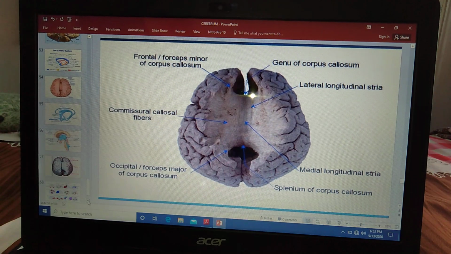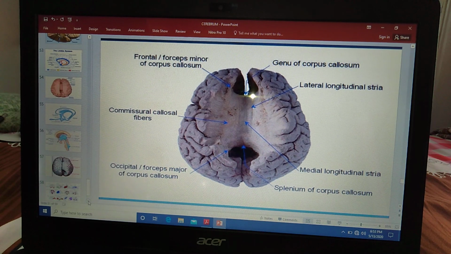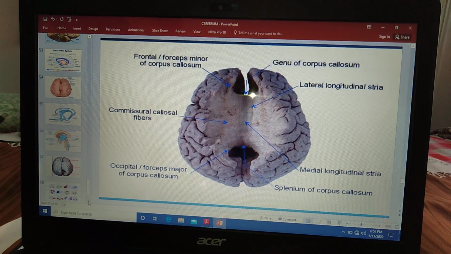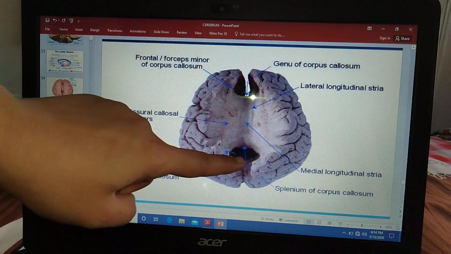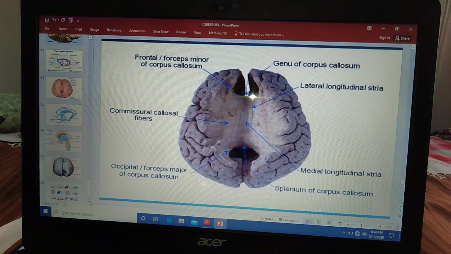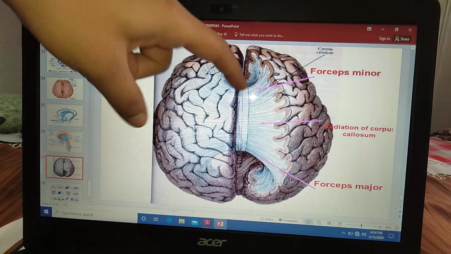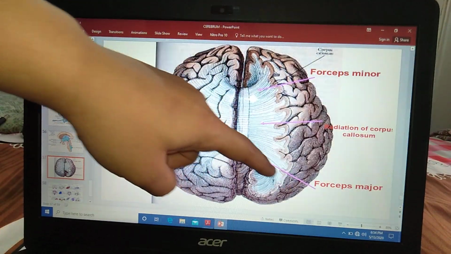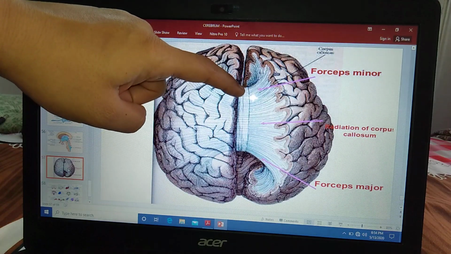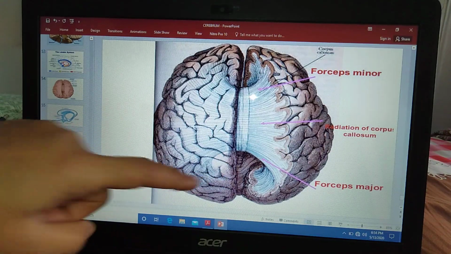Next is the forceps minor. This you can see, forceps minor. It is made up of the fibers of the genu that connects the two frontal lobes. And forceps major is made up of the fibers of the splenium. Right, here you can see the splenium, and this connects the two occipital lobes. For better understanding, you can see here the fibers are shown. You can see here forceps minor fibers and forceps major fibers. These are the fibers of the genu connecting the frontal lobes. These are the fibers of the splenium, and they are connecting the occipital lobes.